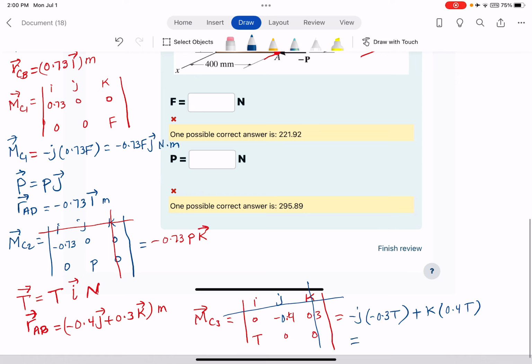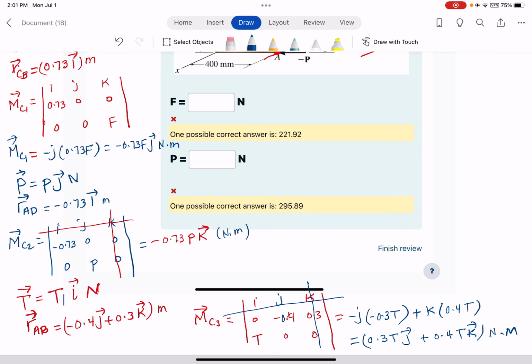And that would give you 0.3TJ plus 0.4TK, and that is all in Newton meters. That is also in Newton meters. Okay, so the force would be in Newtons. So you should make sure that you have all units.